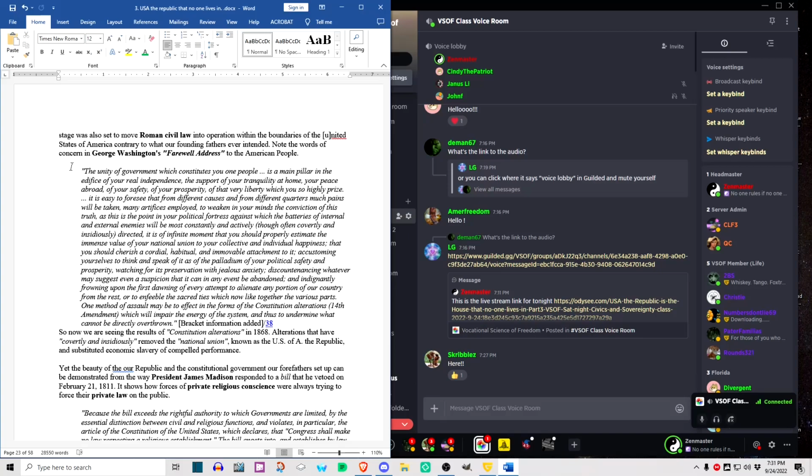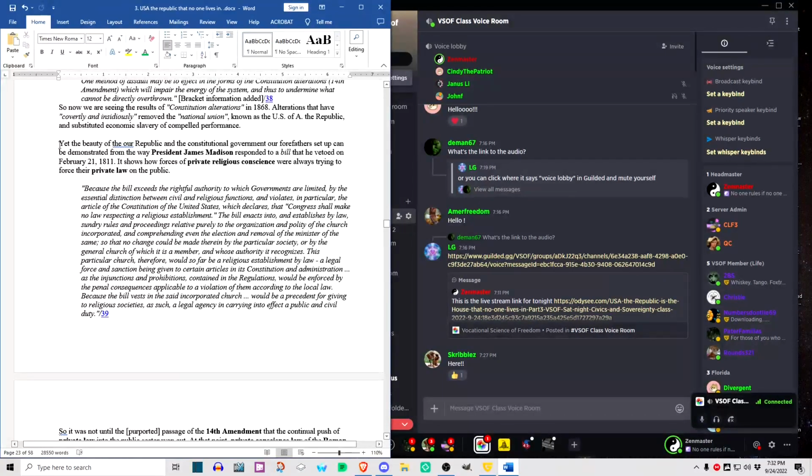To continue, "And indignantly frowning upon the first dawning of every attempt to alienate any portion of our country from the rest, or to enfeeble the sacred ties which now link together the various parts. One method of assault may be to effect in the forms of the Constitution alterations," meaning the 14th Amendment, "which will impair the energy of the system and thus to undermine what cannot be directly overthrown," close quote. So now we are seeing the results of the Constitution alterations in 1868, alterations that have covertly and insidiously removed the quote-unquote national union, known as the U.S.A., the Republic, and substituted economic slavery of compelled performance under contract.